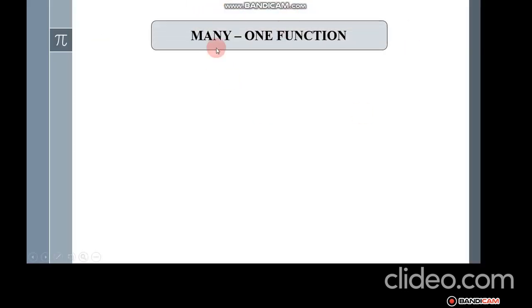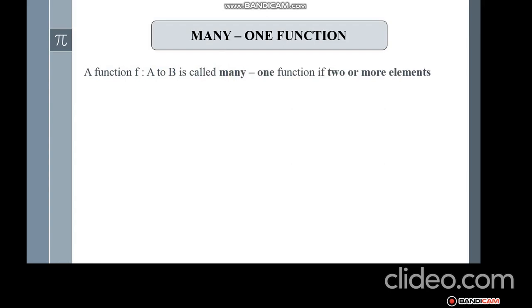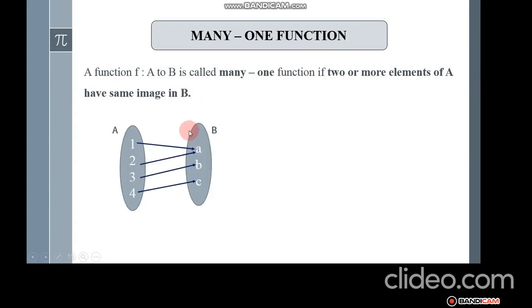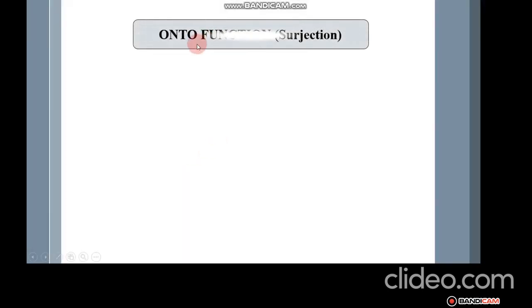Next one is many-one function. The definition is, a function f from A to B is called many-one function if two or more elements of A have the same image in B. Here the example is 1, 2, 3, 4. Here 1 and 2 have the same image in B, so it is called many-one function.